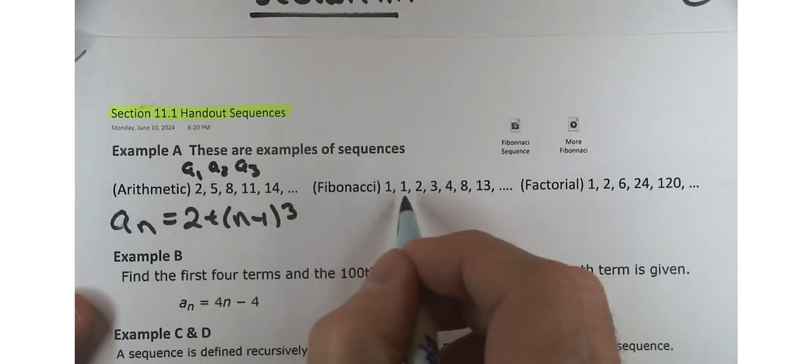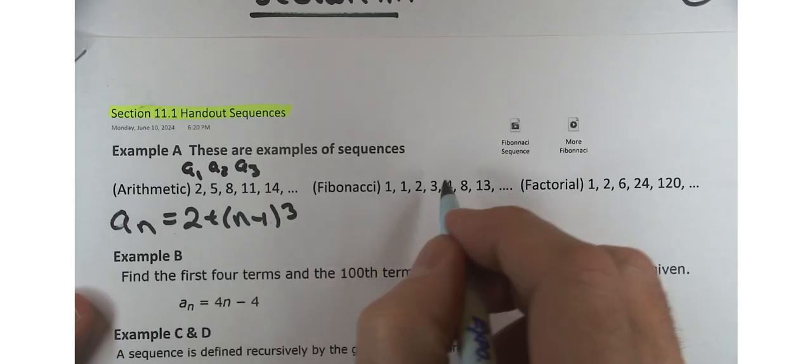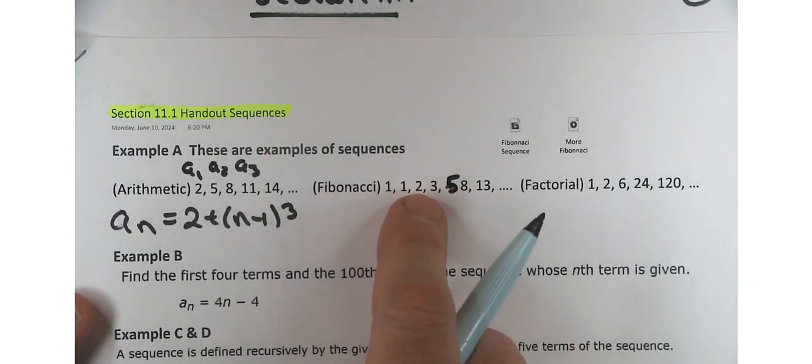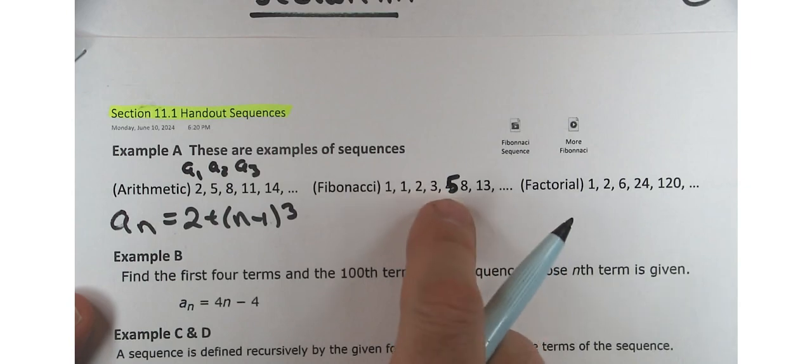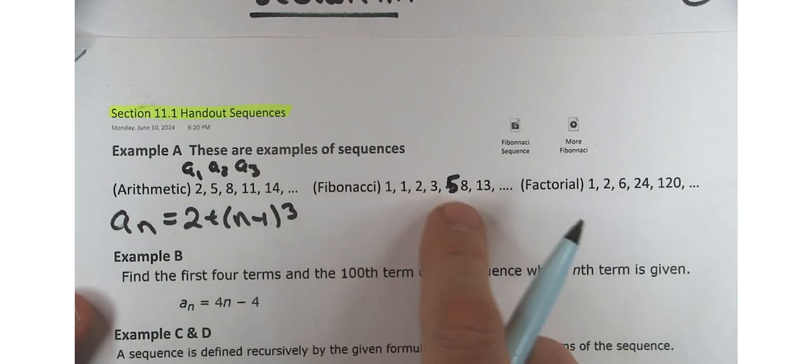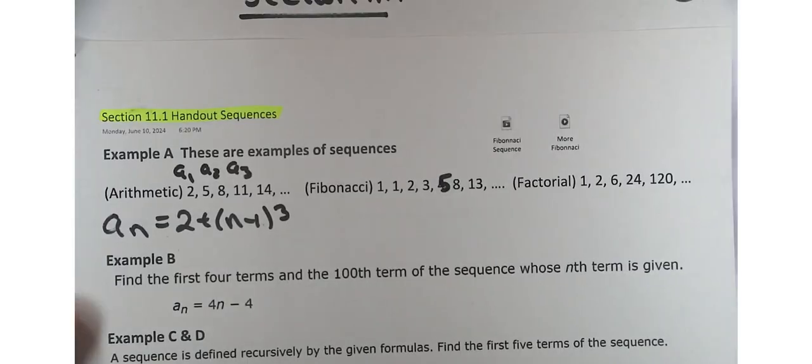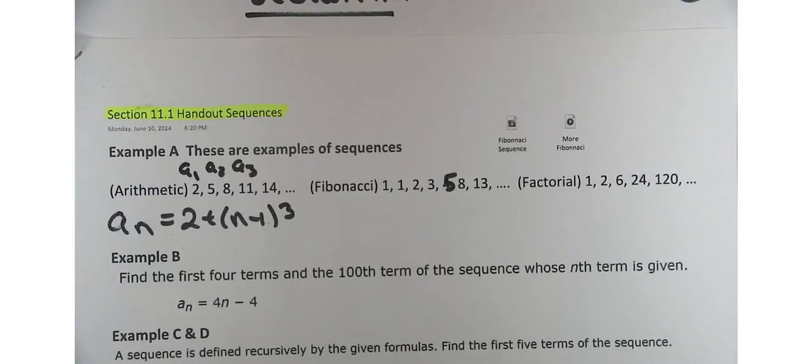So 1 and 1 gives you 2. 2 and 3 gives you 5. So there's a little typo there. 5 and 8 give you 13, and so on. So that's the Fibonacci sequence. There is a formula version of this for the Fibonacci sequence. It's just kind of a pain. It involves the golden ratio, amongst other things.